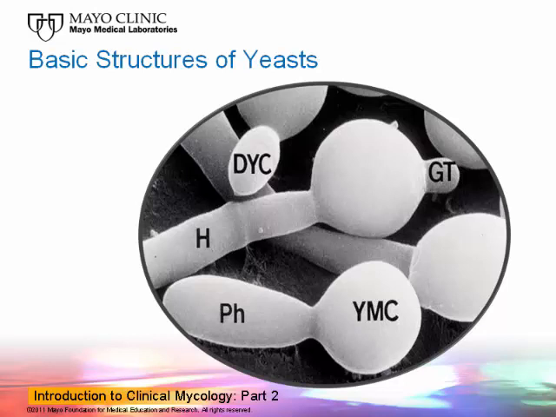This is an example here of a yeast underneath a scanning electron microscope showing you some of the structures that are labeled. The cell that says YMC is a yeast mother cell. That is the primary cell.